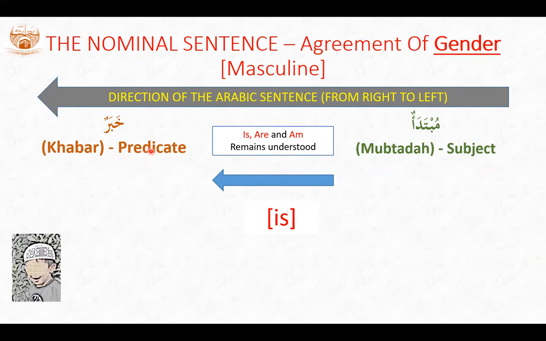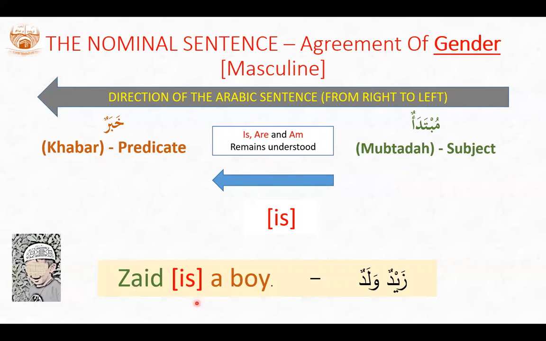The normal structure goes from right to left. We have the subject, known as mubtada, and the predicate, the khabar. The "is" remains understood. What came before it is the subject, what comes after is the predicate. So we have the sentence here: Zaid is a boy. Note the color coding. Zaid is the subject, boy is the predicate, and "is" remains understood.